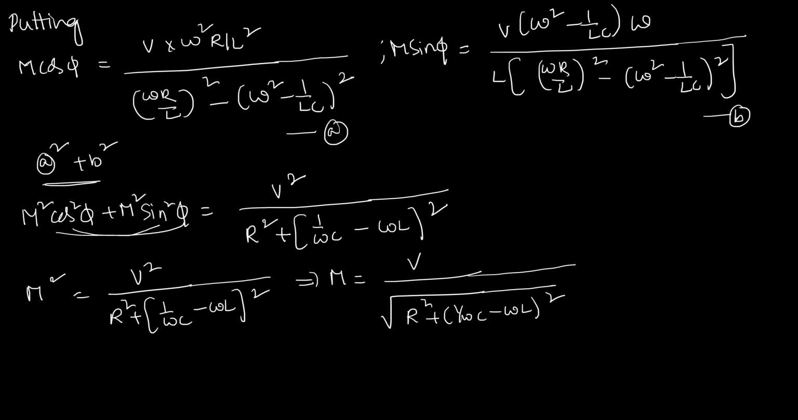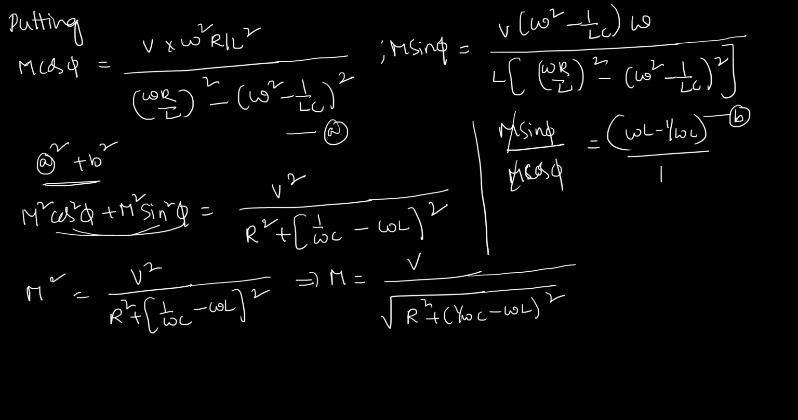Now it is the time to calculate phi. How you calculate phi? So then obviously you do M sin phi, that is equation B, divided by equation A, that is M cos phi. Okay, so M gets cancelled. So if you solve, then I'm directly writing here. After the calculation, it will be (omega L minus 1 by omega C) divided by R you'll be getting. Okay, so now it will be tan phi. So tan phi is (omega L minus 1 by omega C) divided by R.